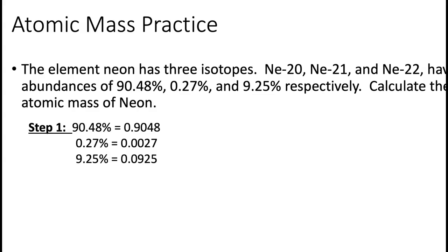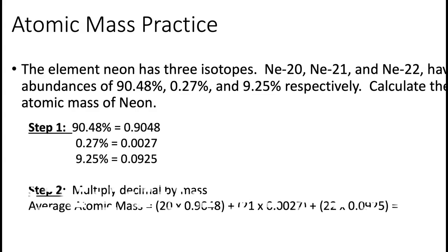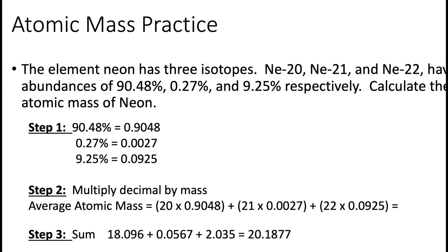All right, here we are back again. Step one, converting those percentages into decimals. Step two, multiplying each of those decimals by the mass, add those together, and come up with an average of 20.1877. A little different than what I had. And that's how we calculate average atomic mass.